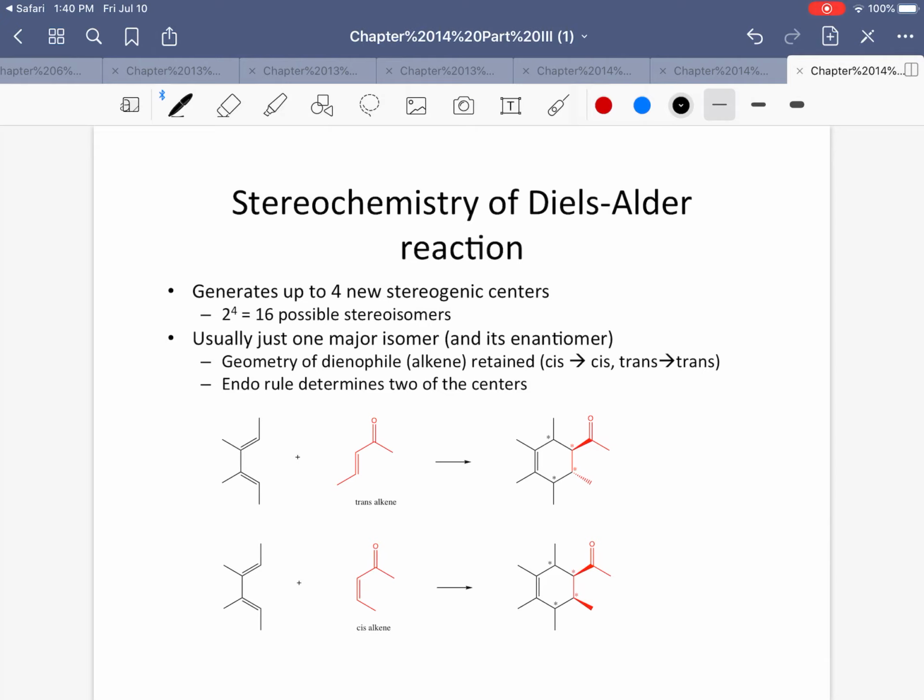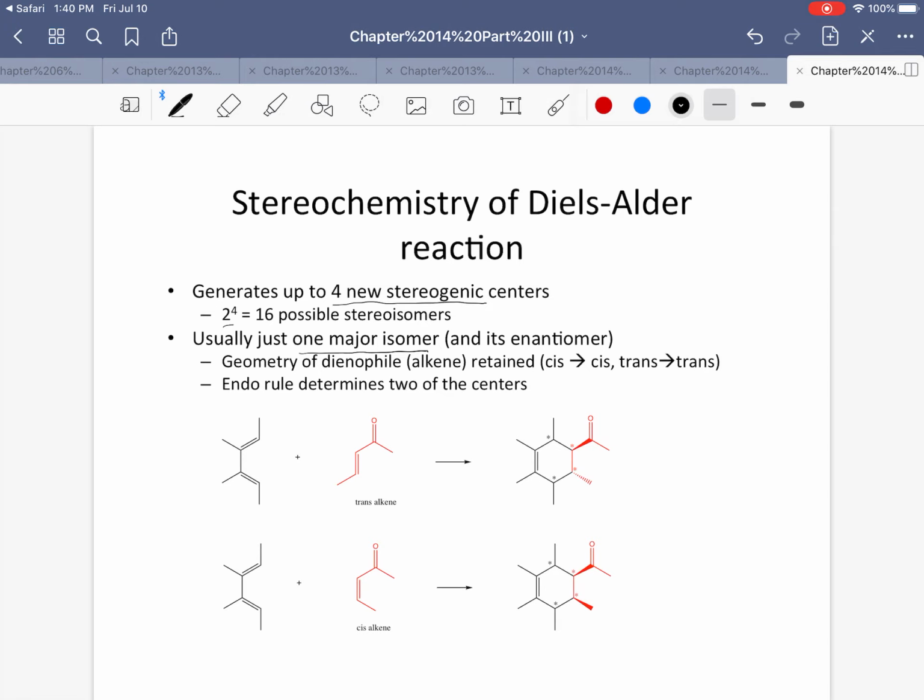Stereochemistry of the Diels-Alder reaction generates up to 4 new stereogenic centers. So that means you can have 2 to the 4th, or 16, possible stereoisomers. Now that wouldn't be very useful if you're going to get 16 products, but usually there's just one major isomer, and it's an enantiomer. And this is determined by 2 things.